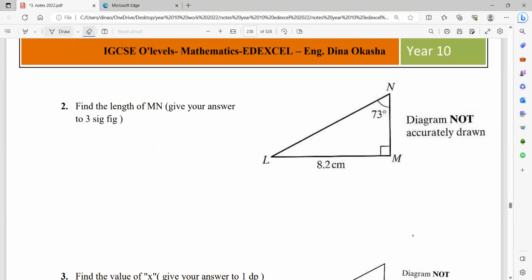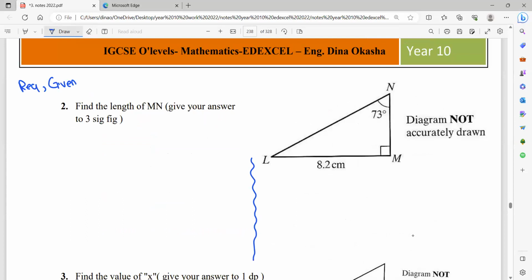Okay, so again, let's see what is required over here. Here it says find the length of MN, giving your answer to 3 significant figures. Okay, we're going to use this question. We're going to solve this question using the 2 approaches, and it's totally up to you which approach to use. Now, as we said, we won't go through the 3 sides again. Always remember to label the required side and the given side.